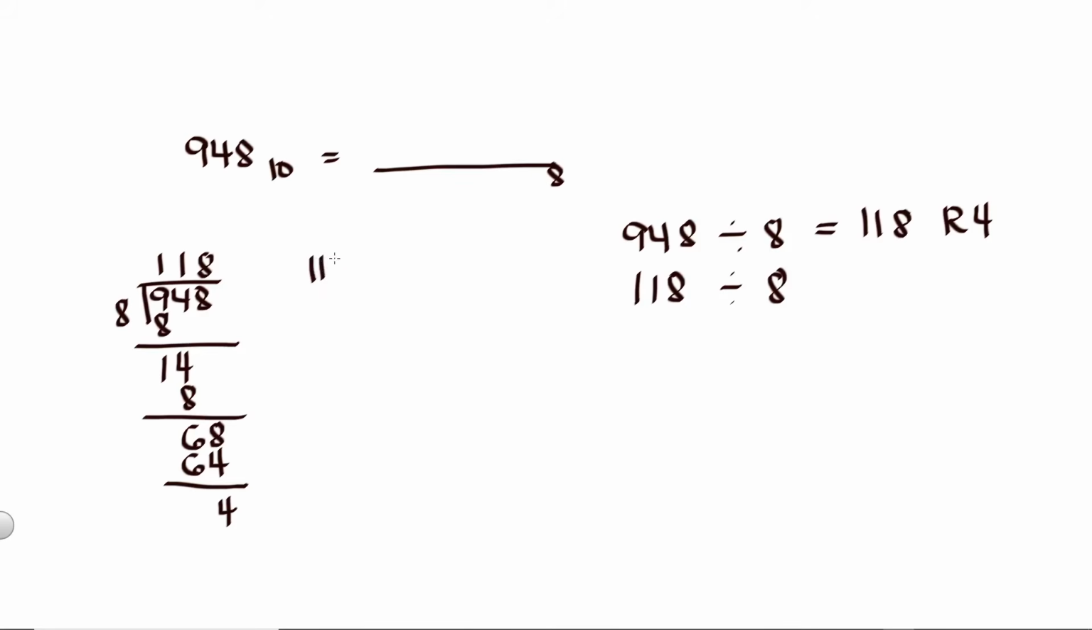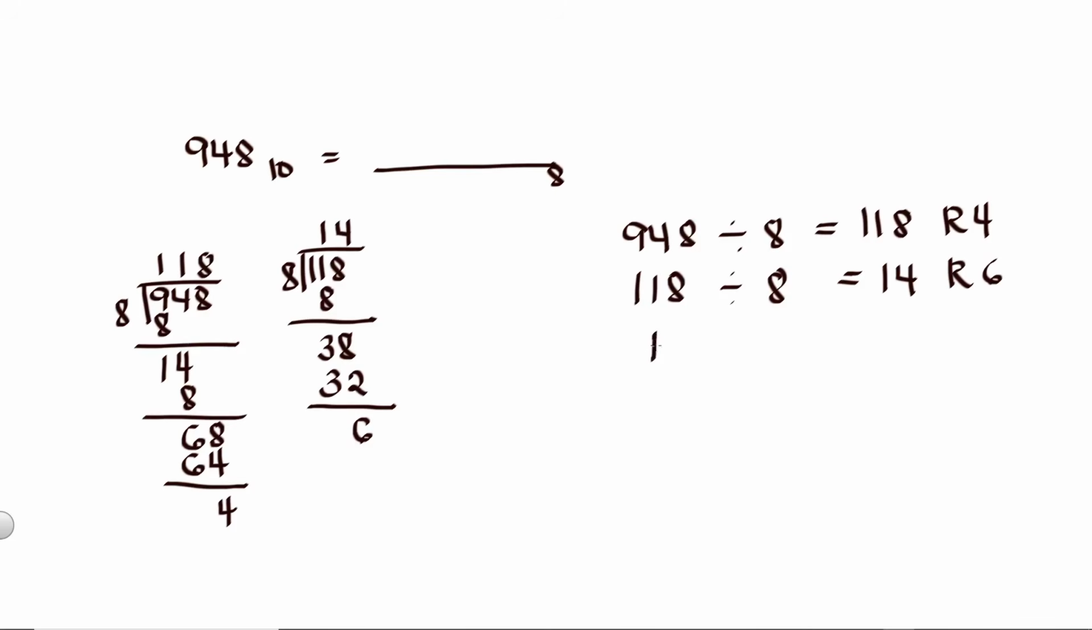Then we take 118 and divide it by 8. So 118 divided by 8. 11 divided by 8 is equal to 1. 1 times 8 is equal to 8. 11 minus 8 is equal to 3. Bring down 8. 38 divided by 8 is equal to 4. 4 times 8 is equal to 32. 38 minus 32 is equal to 6. So the answer is 14 remainder 6.